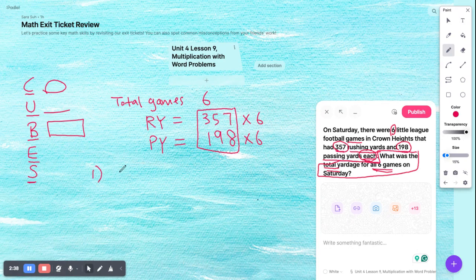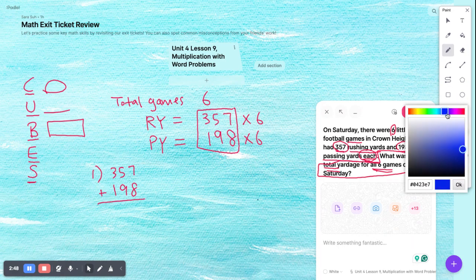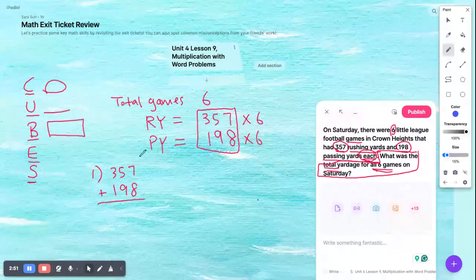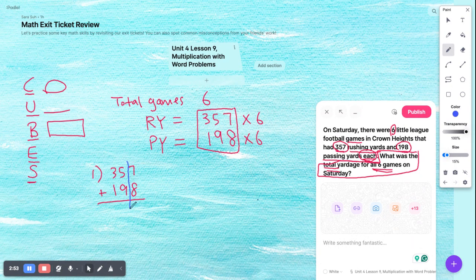So step 1, 357 plus 198. Notice that I'm stacking them up by place value. And I love how our friends even make these vertical lines to make sure that they add and regroup by place value. So 7 plus 8 is 15, and 1 goes up. 6 plus 9 is 15, 1 goes up, so I have 4 and 5. So 555, a pretty simple, friendly number.